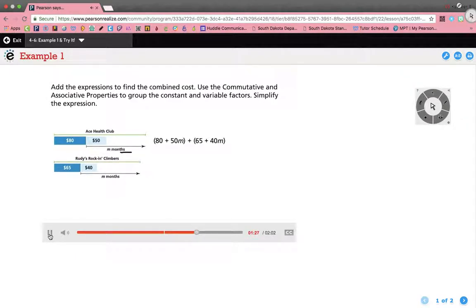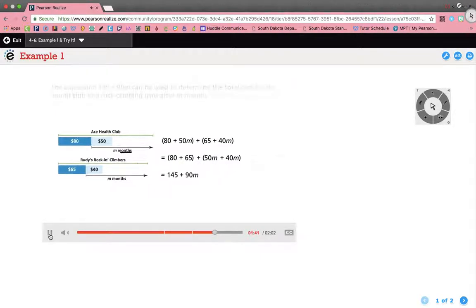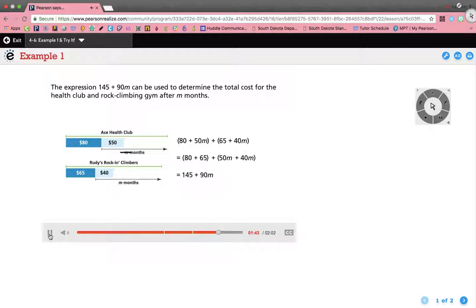You can add the expressions to find the combined cost. You can use the commutative and associative properties to group the constant and variable factors. Now, combine like terms. The expression 145 plus 90 times M can be used to determine the total cost for the health club and rock climbing gym after M months. Now you know how to add two algebraic expressions.